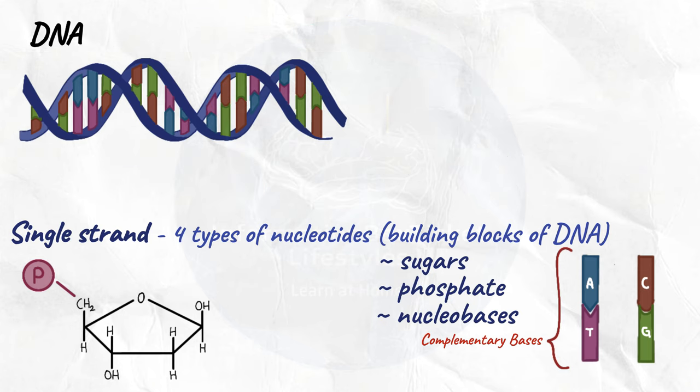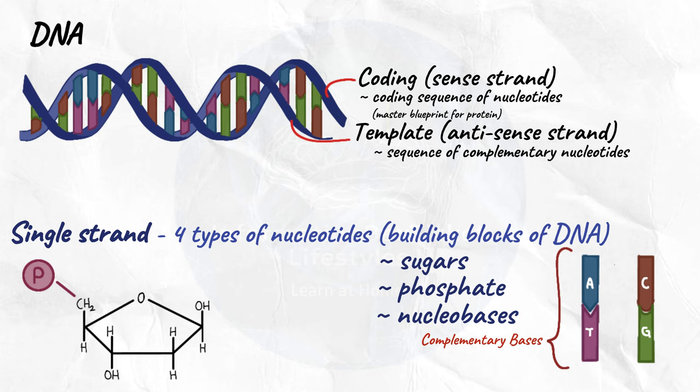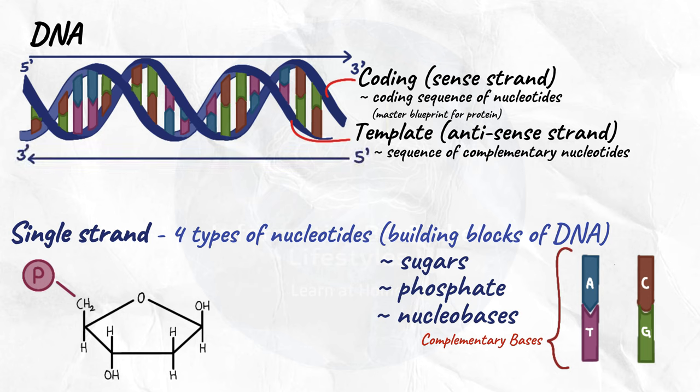With these two strands, one is referred to as the coding strand, or the sense strand, and the other as the template strand, or the antisense strand. The coding strand contains a nucleotide sequence that acts as the protein's master blueprint. It's one of those situations when you receive exactly what you see. In contrast, the template strand has a nucleotide sequence that is complementary to that of the coding strand. In addition, the two DNA strands have a direction. The coding strand goes from the 5' end to the 3' end, whereas the template strand extends from the 3' to the 5' end.